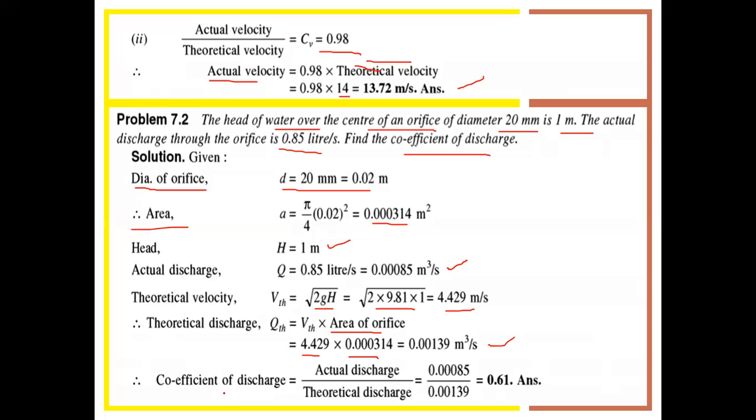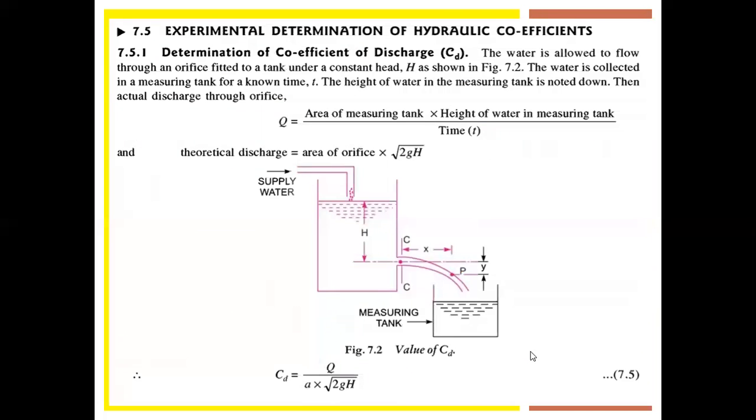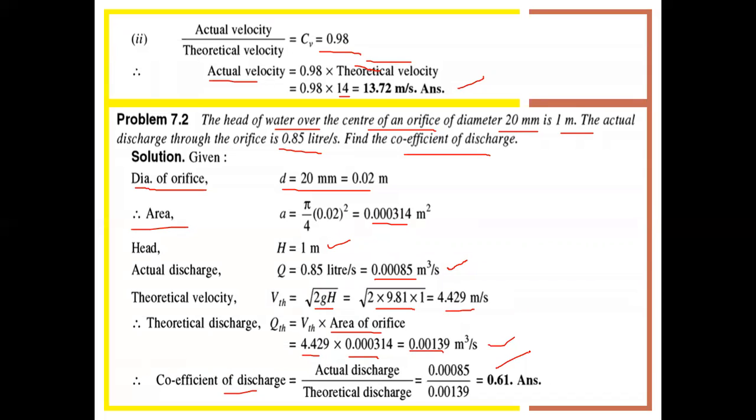Then the coefficient of discharge is actual discharge by theoretical discharge. Actual discharge is this, divided by theoretical discharge. That is equal to 0.61, which is the coefficient of discharge. Very simple problem. Understood? Direct formula applying, we have to find the actual discharge or theoretical discharge, then apply the coefficient of discharge formula, that is actual discharge by theoretical discharge. Applying that, we get the direct answer.